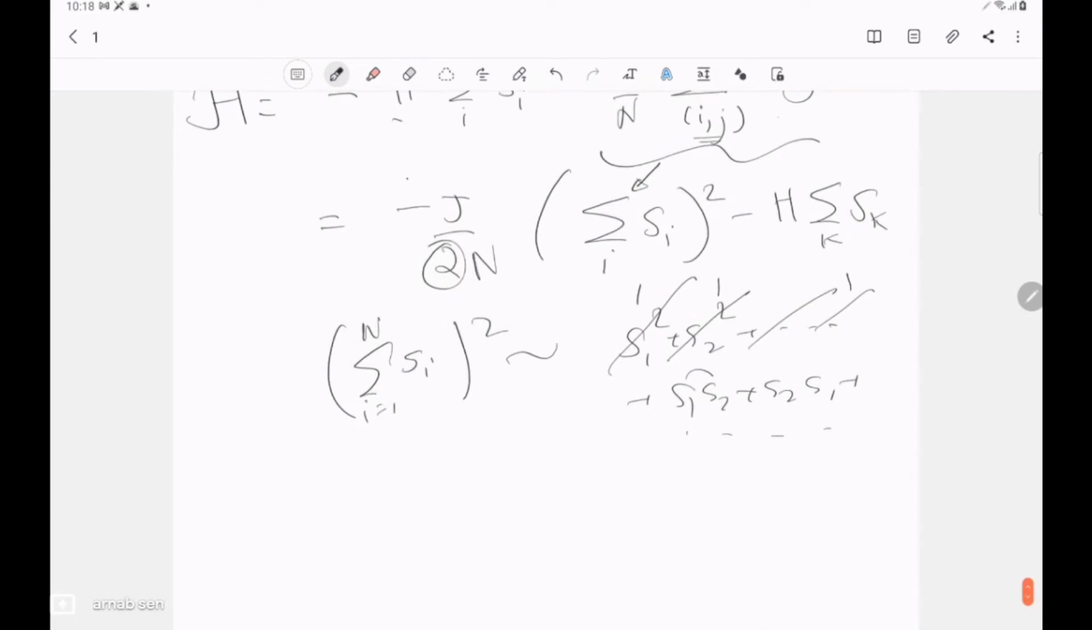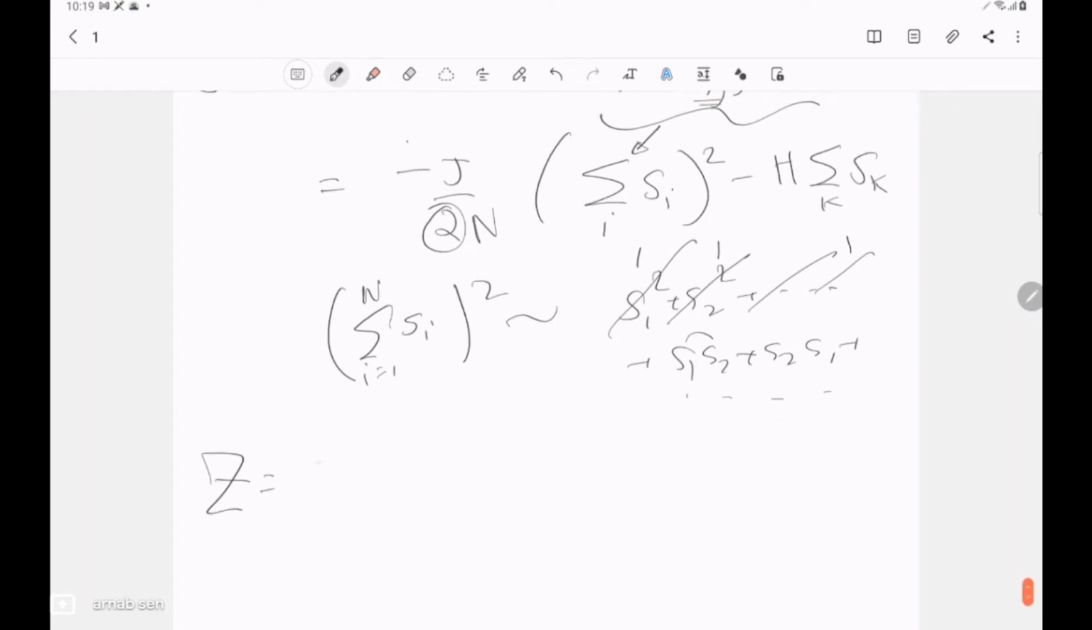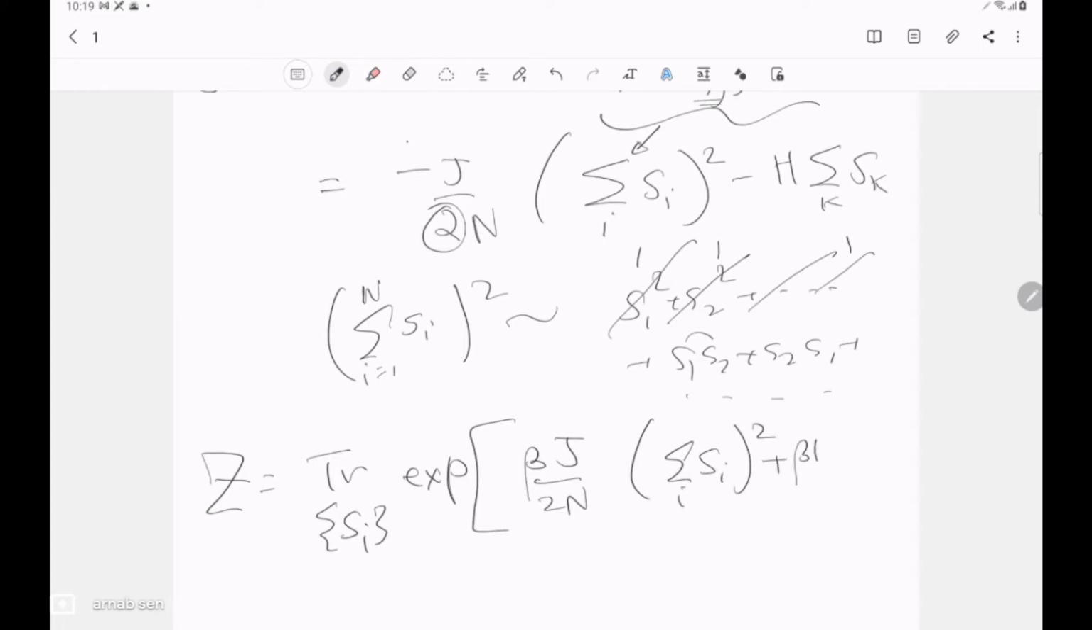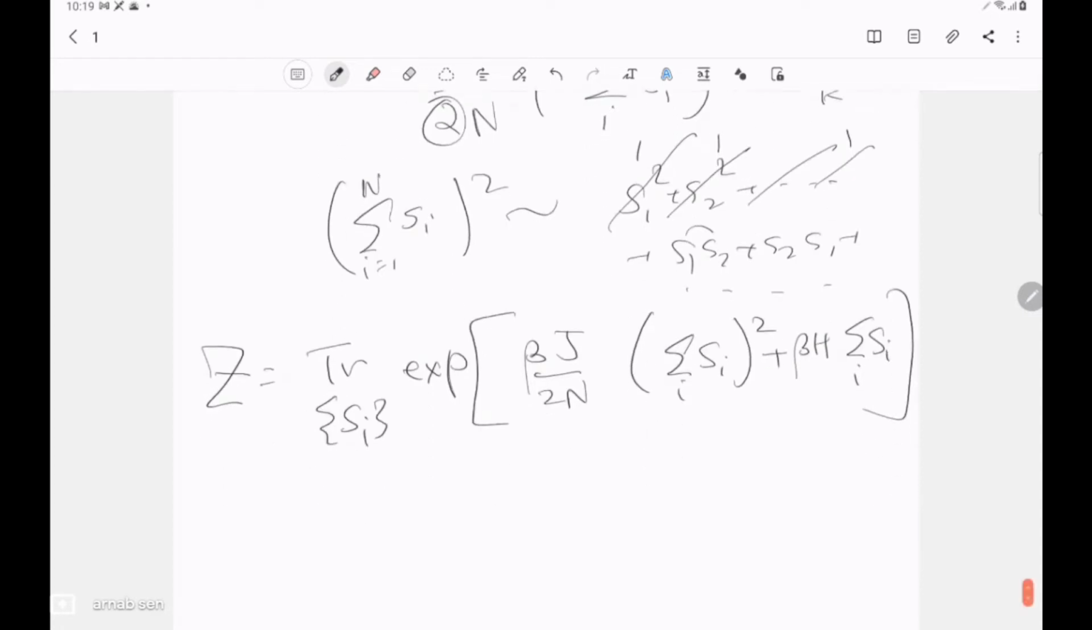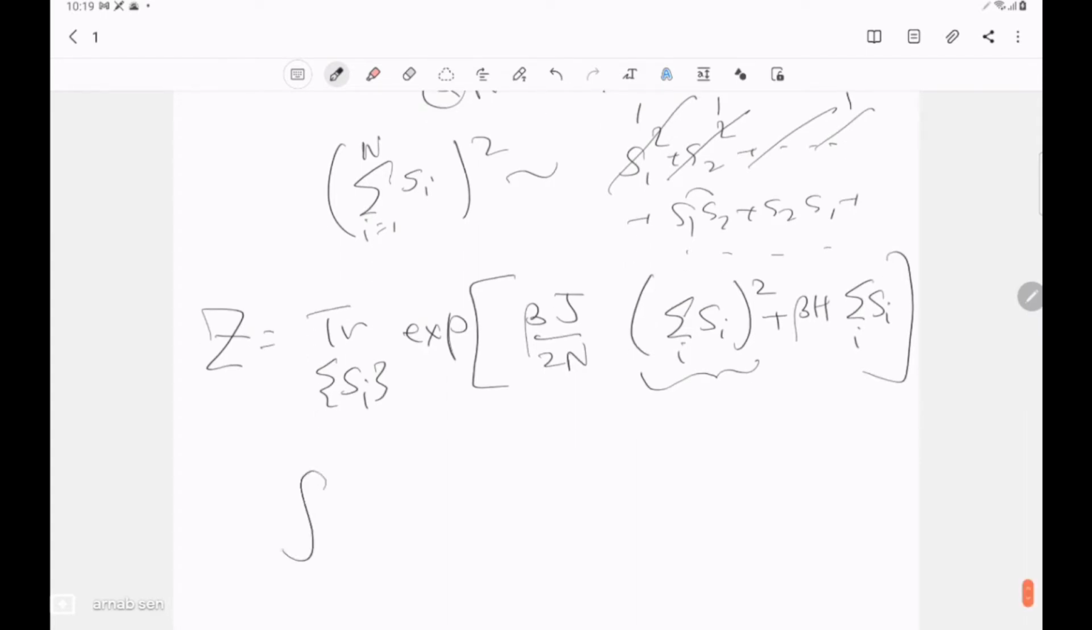Okay, good. So then my partition function in this limit is simply this. Now I'll use a simple trick. The trick is that I'll somehow try to make this term linear rather than quadratic. So this is quadratic here. So the trick is this: I just use this Gaussian integration.